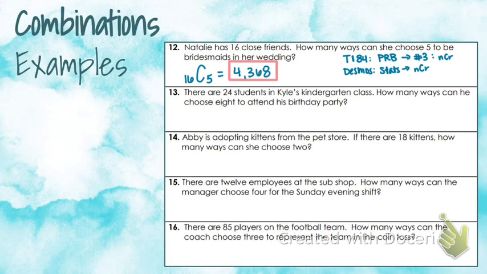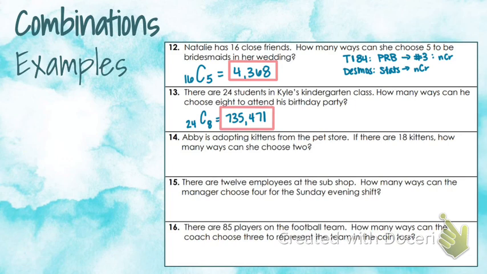Number 13, there are 24 students in Kyle's kindergarten class. How many ways can he choose 8 to attend his birthday party? So the order he chooses them does not matter. So we have 24 students, and he's going to choose 8 of them. And when we type this in our calculator, we should get 735,471 different possible ways that he could choose to invite 8 students.